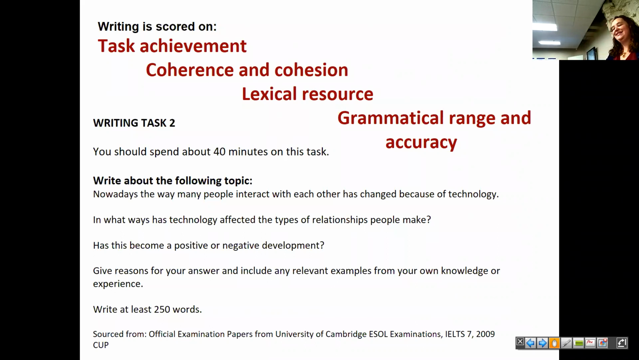You can spend about 40 minutes on this task. Write about the following topic. Nowadays, the way many people interact with each other has changed because of technology. In what ways has technology affected the types of relationships people make? Has this become a positive or negative development? Give reasons for your answer and include any relevant examples from your own knowledge or experience. Write at least 250 words.